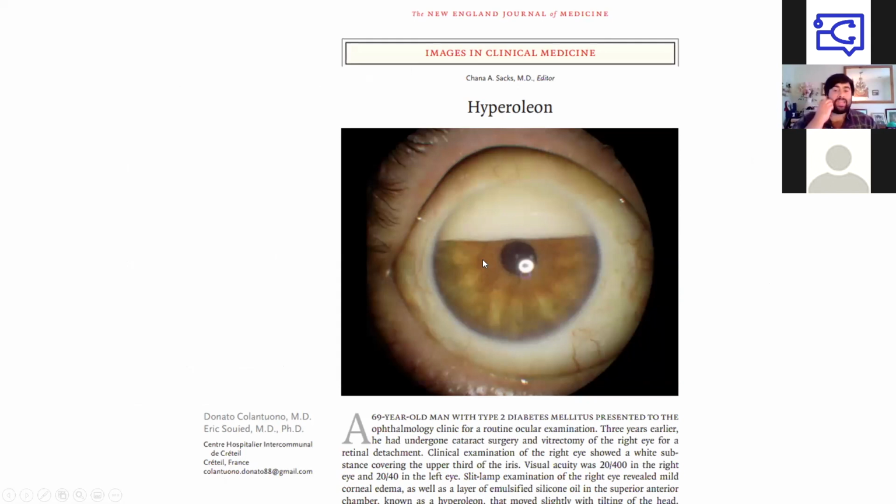So if you're examining someone and they had a white fluid layer at the bottom of the iris, you would think of hypopyon, like pus in the anterior chamber. This is called hyphema's reverse, a hyperoleon. This is a man who had silicone tamponade of a detached retina, and it then moved forward into the anterior chamber, causing this very rare appearance. So I think this is a very nice paper too, if you're interested.